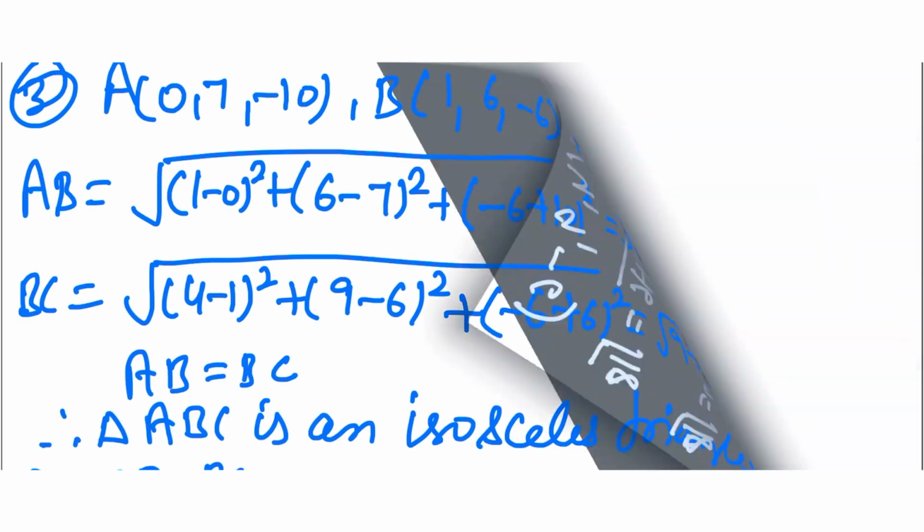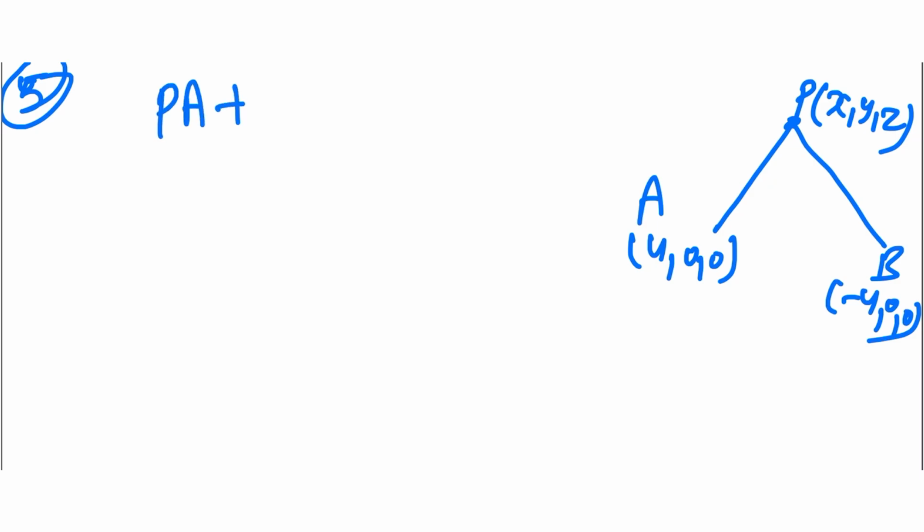Now we have another question. The next question is: find the equation of the set of points P, the sum of whose distances from the points is equal to 10. So we let that point be P, that means (x, y, z). Two points are given: A is (4, 0, 0) and another point B is (-4, 0, 0). So we have the given condition that the sum of these distances, that means PA plus PB, is equal to 10.